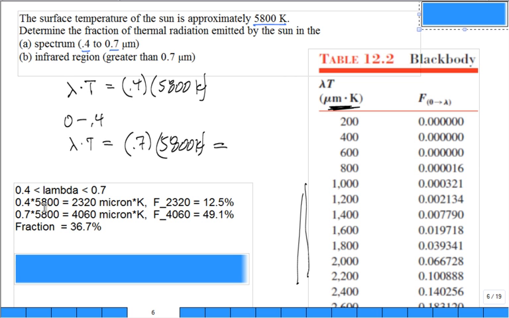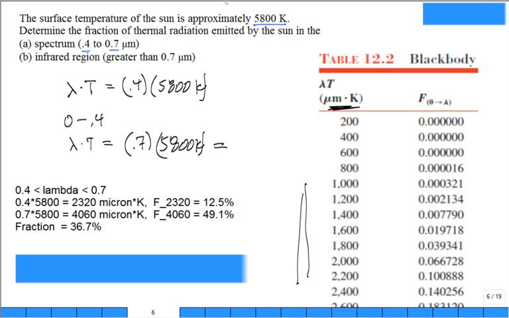So 0.4 times 5800 is 2320. So we look for 2320 somewhere in this vicinity right in here. Do interpolation between 10 and 14%, find 12.5%. How much energy from the sun is in the UV region? 12.5%. All right. Then we go from 0.7, it's up to 49%. So from 0 up to 0.7 microns, 49, you subtract off the 12, and that leaves you 36.7% is in the visible region.